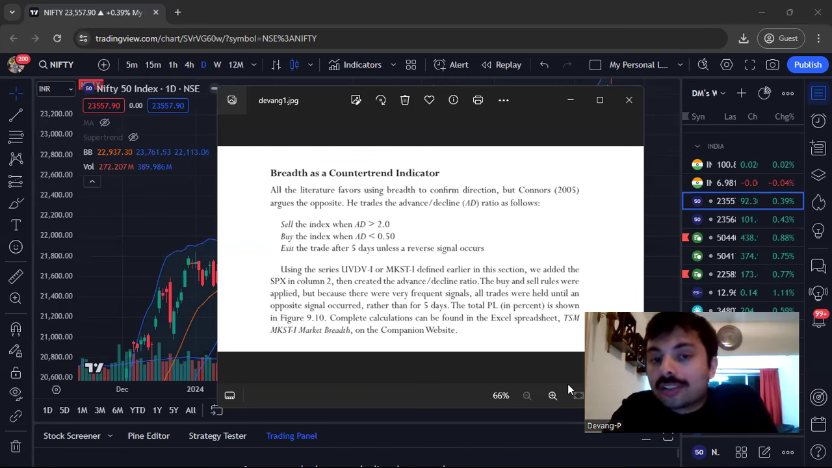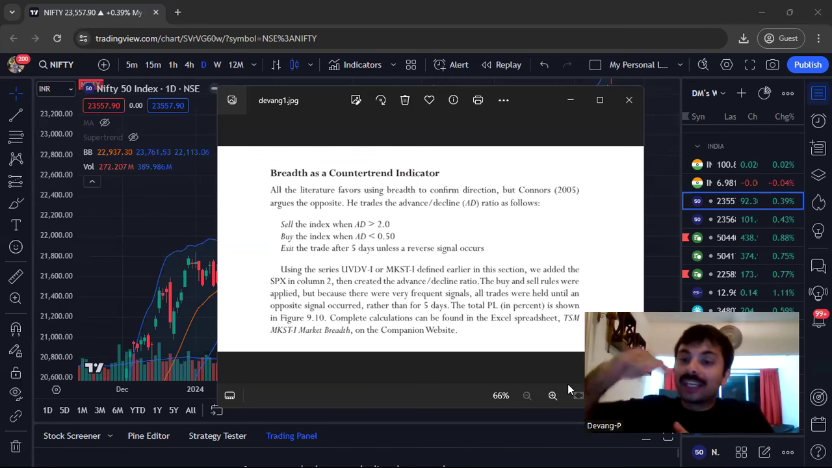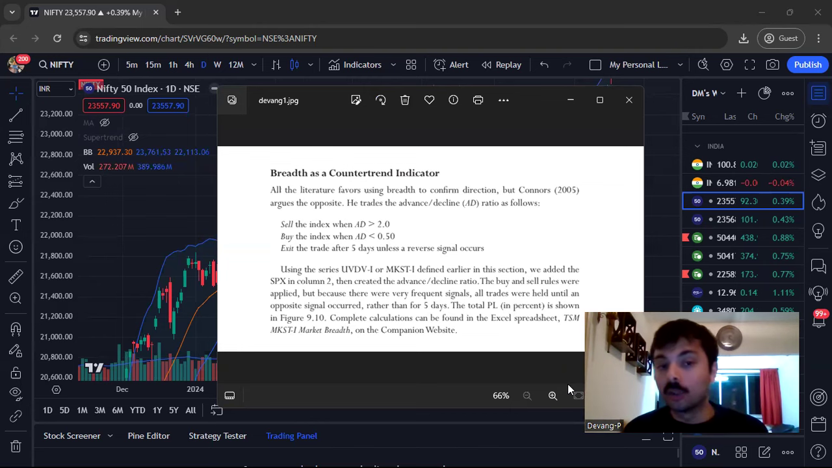So what Larry Connors said is, if the advance decline ratio is too extreme, for example, the advance to decline ratio is greater than 2.0, that's an indication to go short. He said that if the advance decline ratio is less than 0.5, that's an indication to go long. What he is trying to convey is similar to a momentum indicator like RSI or stochastic, which gives you an overbought or an oversold market.